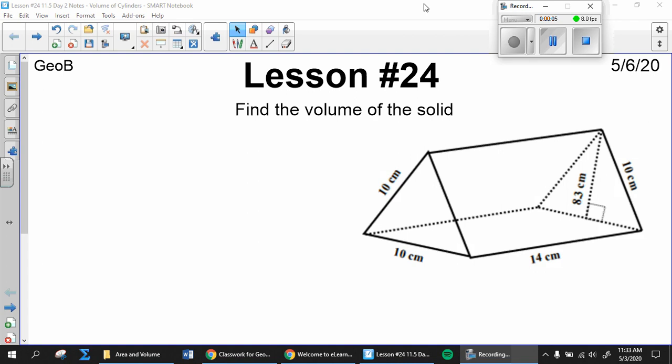We're going to continue on with volume. Last section we did lesson number 23, which is volume of prisms. Today we're going to move on and talk about volume of cylinders. It's basically the same thing, but now we're working with circular bases.